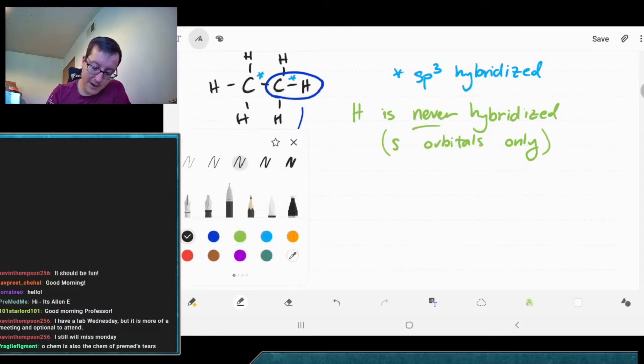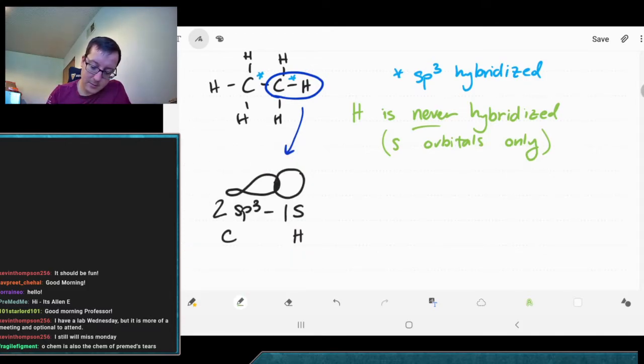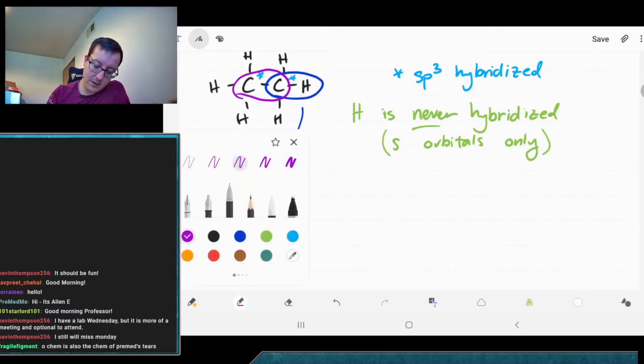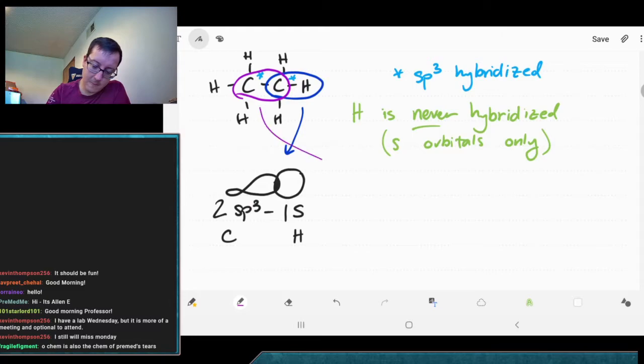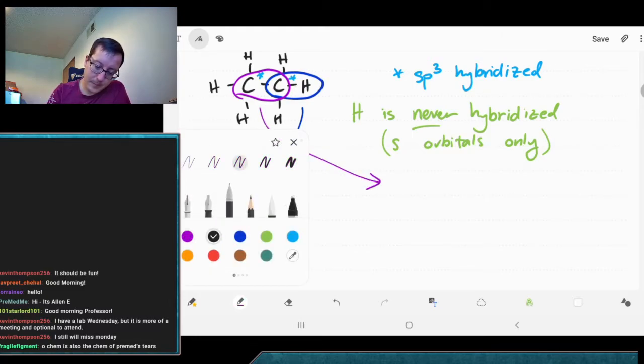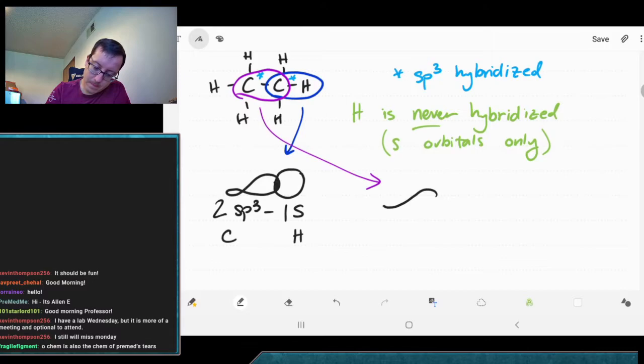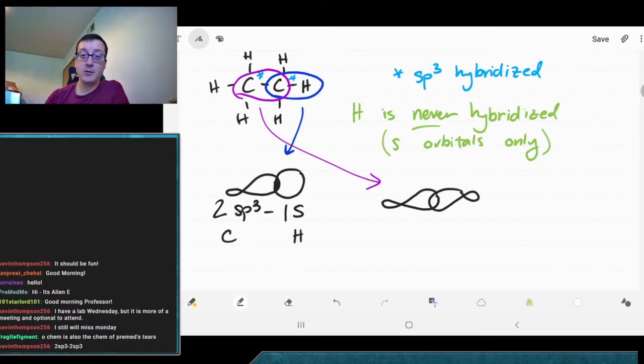If we were to look at, oh my goodness, I'm running out of colors here. If we were to look at this bond, the carbon-carbon bond, we're going to see the orbitals there will be two different sp3 orbitals. Exactly, yeah. So we have a 2 sp3 from one carbon to 2 sp3 of another.